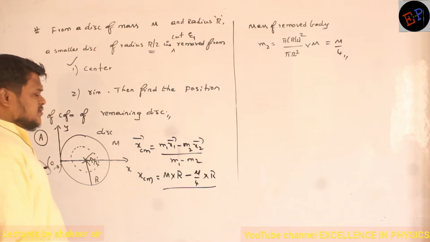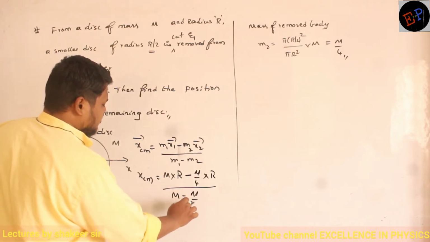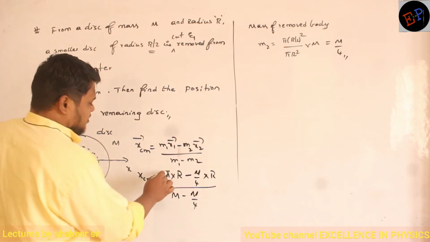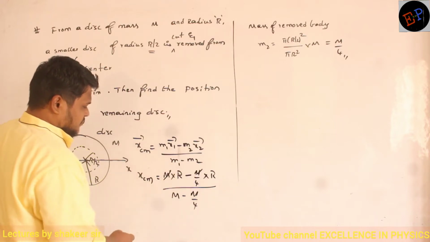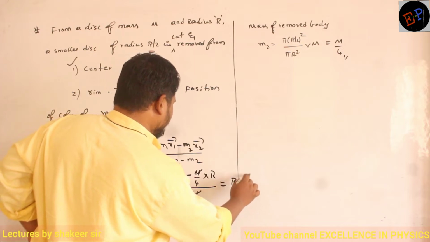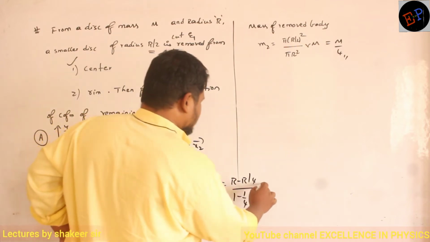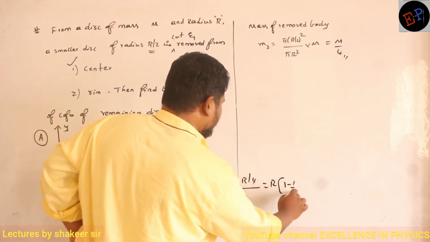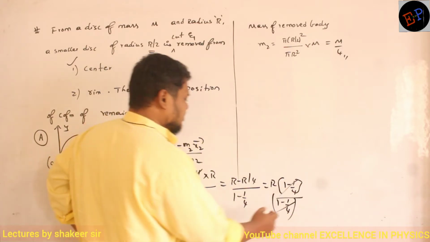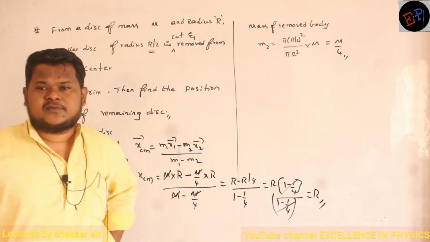So what is the mass of the first body? Capital M. Mass of the second body is how much? M by 4. So just do this calculation. That is my required answer. Understood, no? So M gets cancelled. Therefore what is the value I will get? r minus r by 4 divided by 1 minus 1 by 4. So if I take r common, it is r into (1 minus 1 by 4) divided by (1 minus 1 by 4). So 1 minus 1 by 4 gets cancelled, then the center of mass is present at r itself.